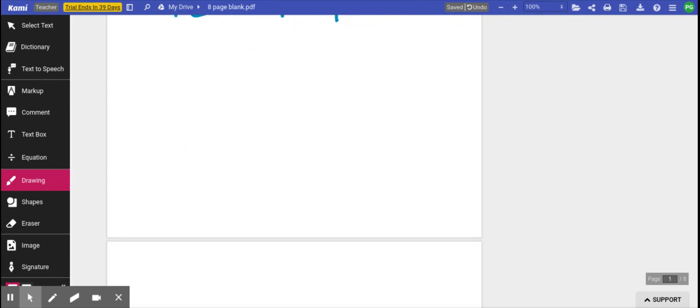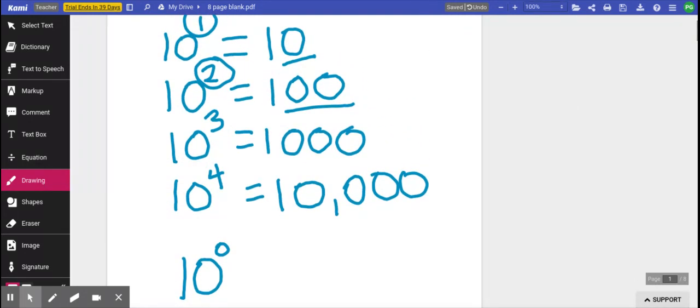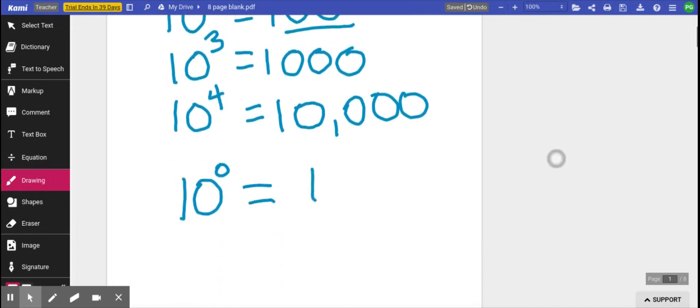What if we went backwards? What if it was 10 to the 0? Well, according to this pattern, 10 to the 0 would equal 1.